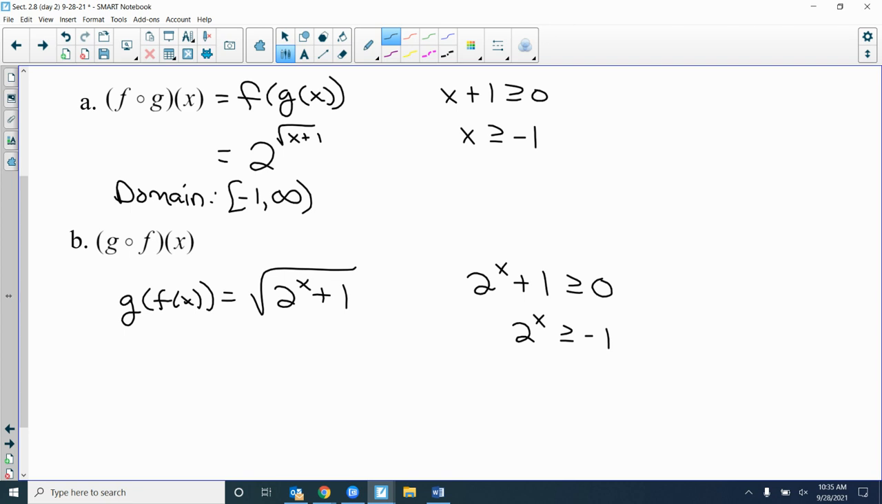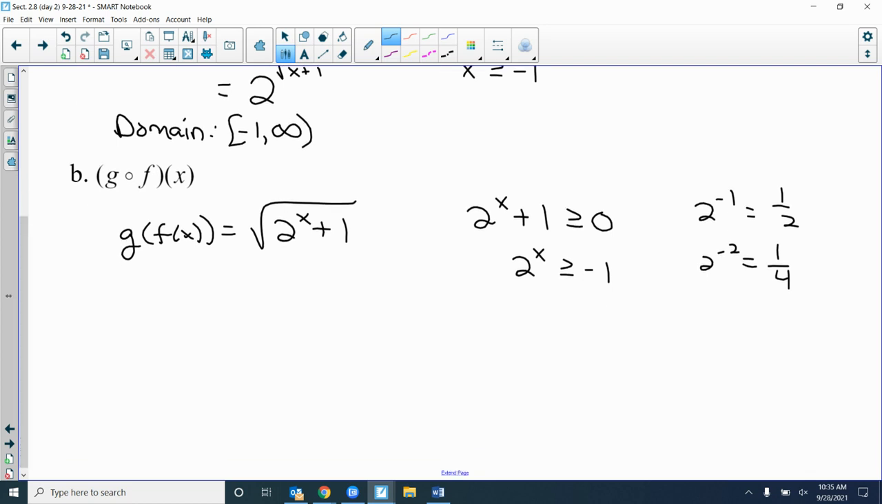What about the negatives? Now here's where you just have to be careful. What is 2 to the -1 equal? 1 over 2. What's 2 to the -2 equal? 1 over 4. Will that ever be a negative number? Will it always be greater than -1? What's our domain? All real numbers. We can't get to it algebraically, but we should have the knowledge to figure this out. All real numbers, -infinity to infinity.